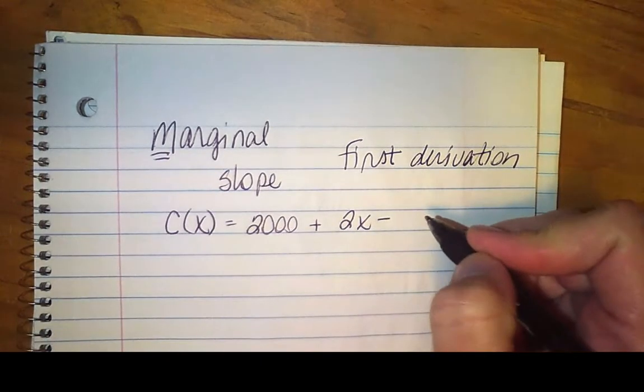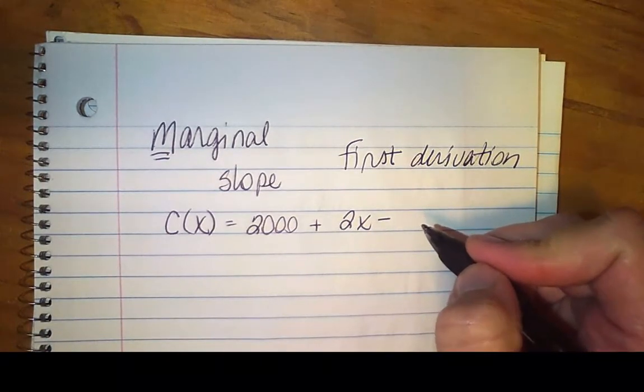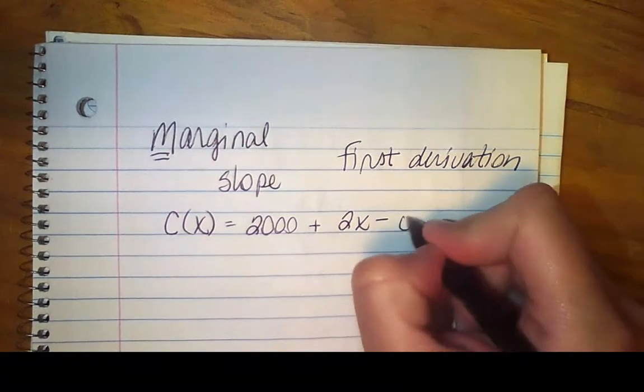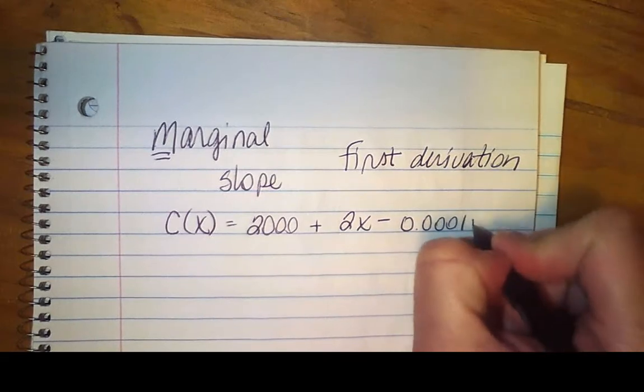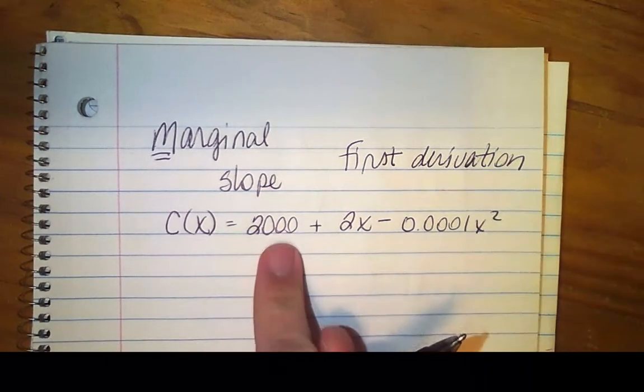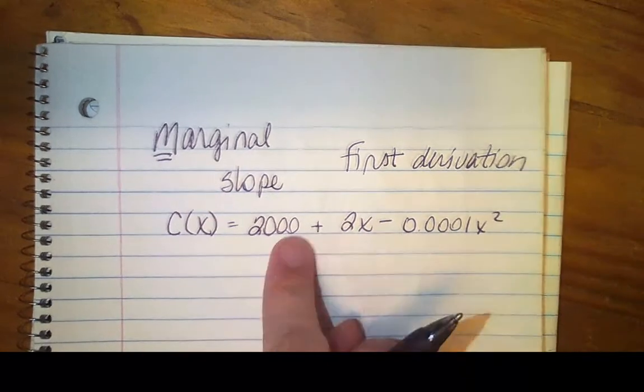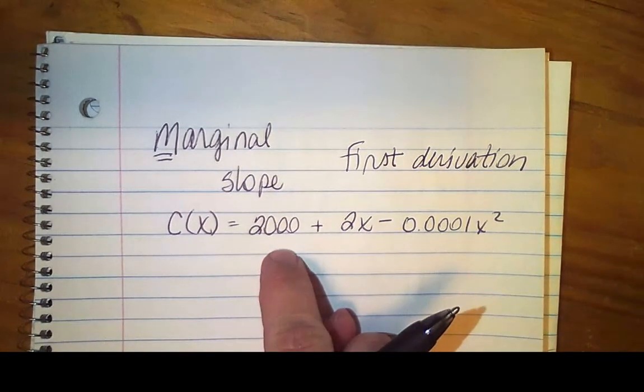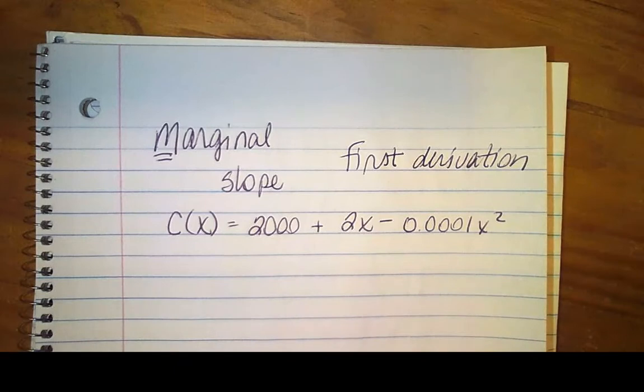minus 0.0001 x squared. So again, what happens if we produce 0 items? We still have to pay $2,000 in costs. What happens if we go to 6,000 items?